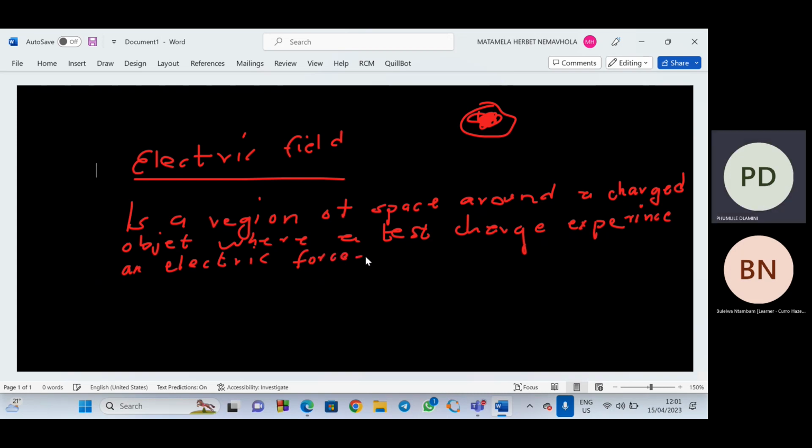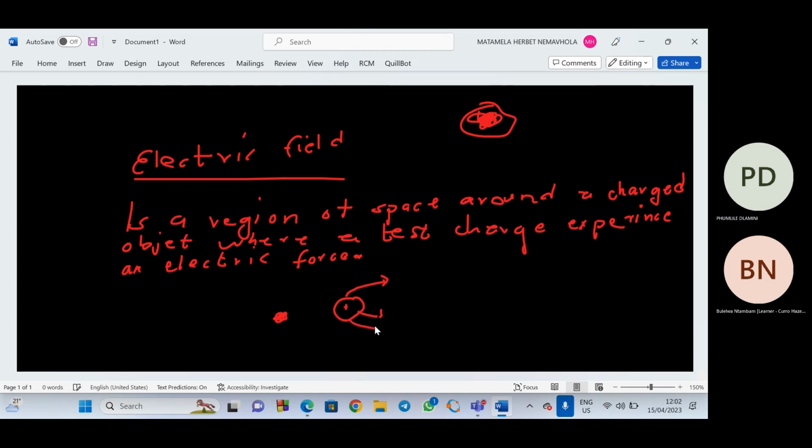So it expresses an electric force. The direction of the electric field is the direction in which a positive test charge would move if placed in the field. I think I have shown you this before. Remember there is a lesson that we did whereby I put a dot. If it's positive, like this way, they will go this way.